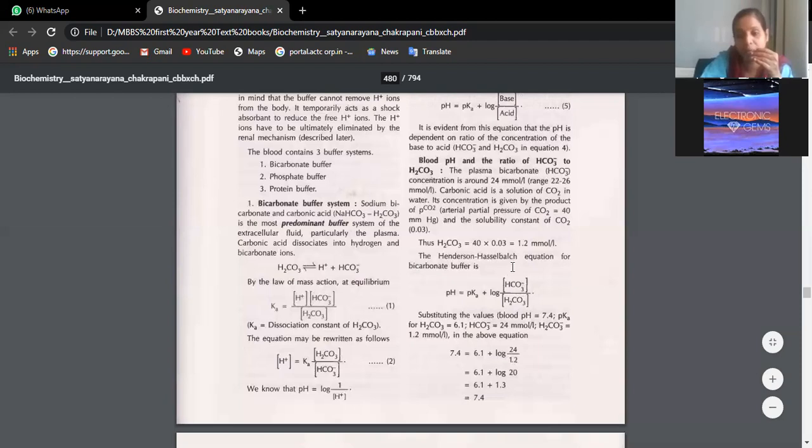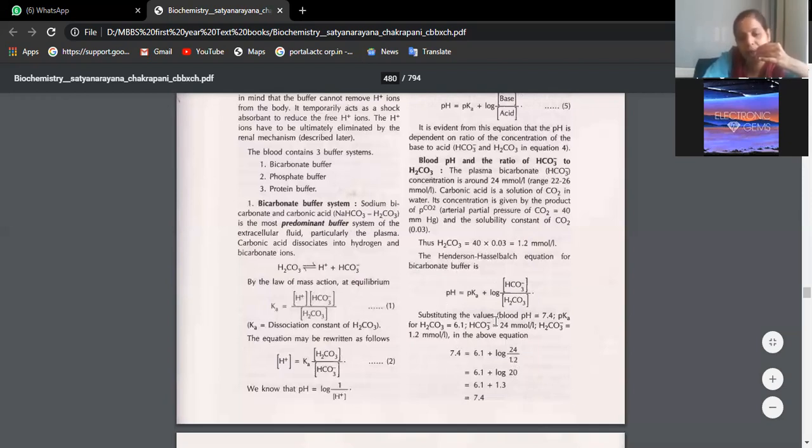Sorry, alkali is nothing but base. So 24 by 1.2. See here, above, HCO3, what is it? Base. H2CO3, what is it? Acid. So how much is base? 24. How much is acid? 1.2. 12 twos are 24, something like that. If you take this point above, it becomes 20. So basically the pH is 7.4.